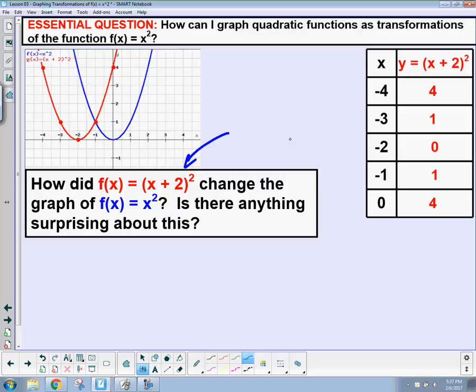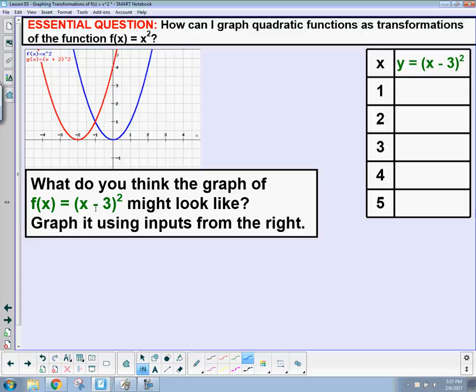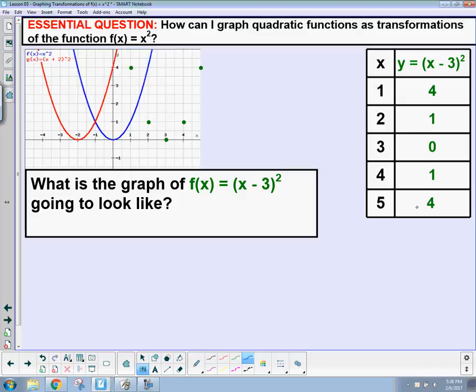Well, if positive sends it to the left, what do you think a negative is going to do? Go ahead and take some time, pause the video, plug these values in. Okay, your result should be 4, 1, 0, 1, 4. See where the dots are now?